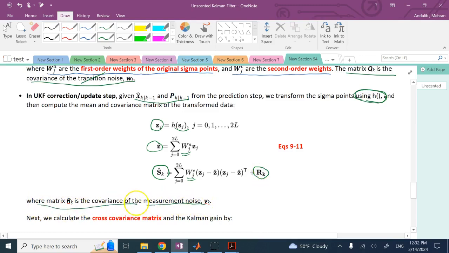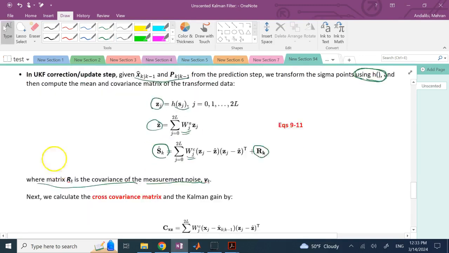Okay? Yeah? So I got z hat and S_k. Good. How do I use them? So I pass my sigma points to h. I got the new transform data. I got the mean and covariance of them. How do I use them?